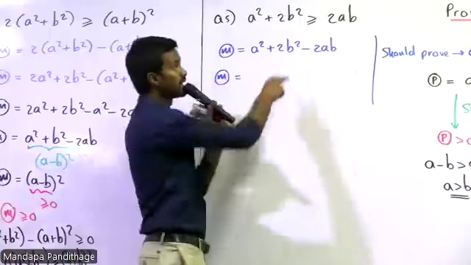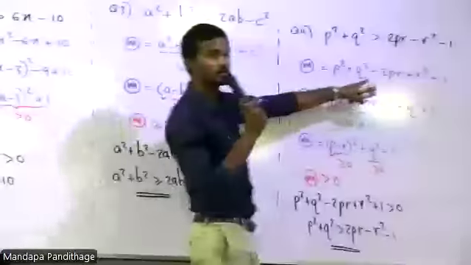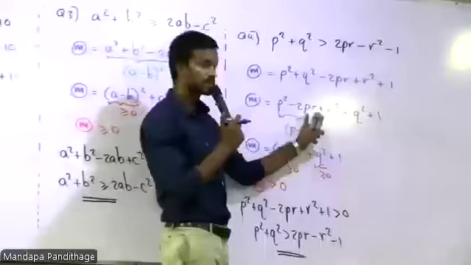So look at this, everyone. How did I take out this minus 2ab? I took it inside this a minus b squared. How did I take out this minus 2ab? I put it inside this one.